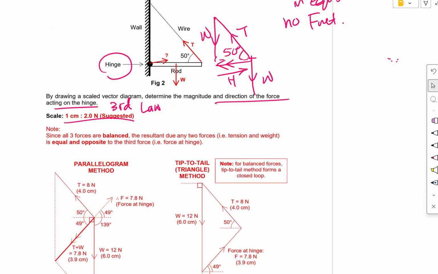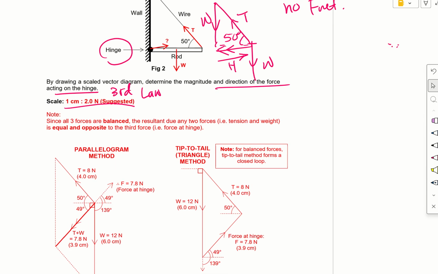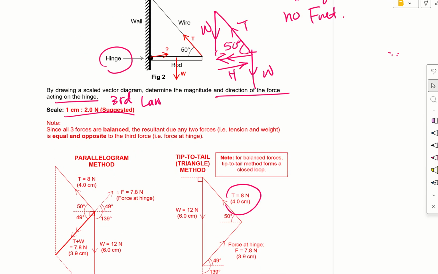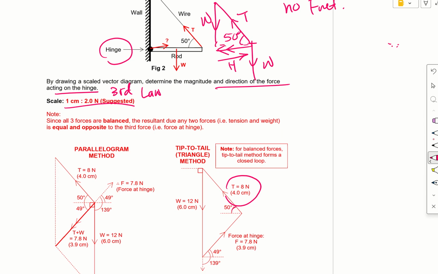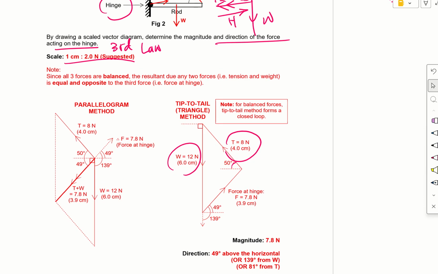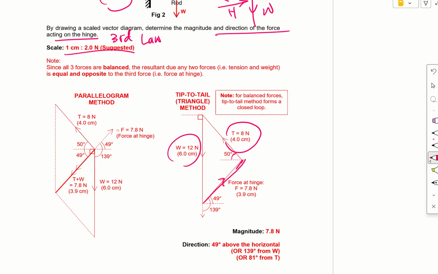Okay, so anyway, let's draw the tip to tail. Now we roughly know what is the direction. So this is T, which is 8 newtons, and it is 50 degrees to the horizontal. I arrange my W, which is 12 newtons, vertically downwards, and therefore the force at the hinge will be this closed loop triangle. If you draw it out, you will see that this must be a closed loop triangle.